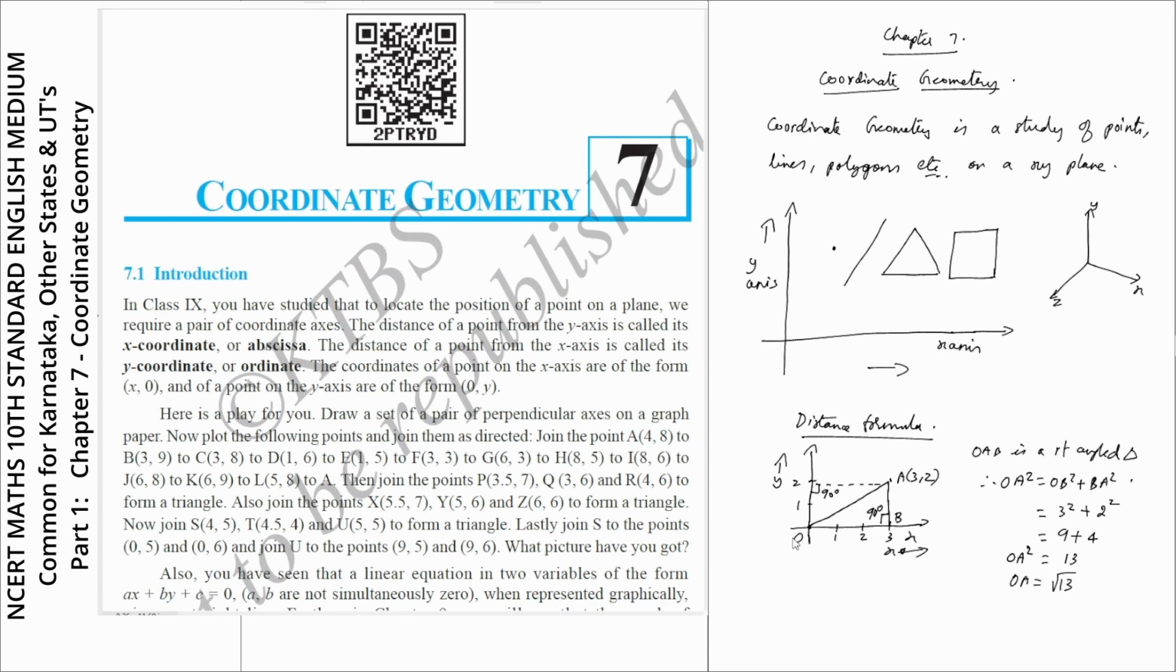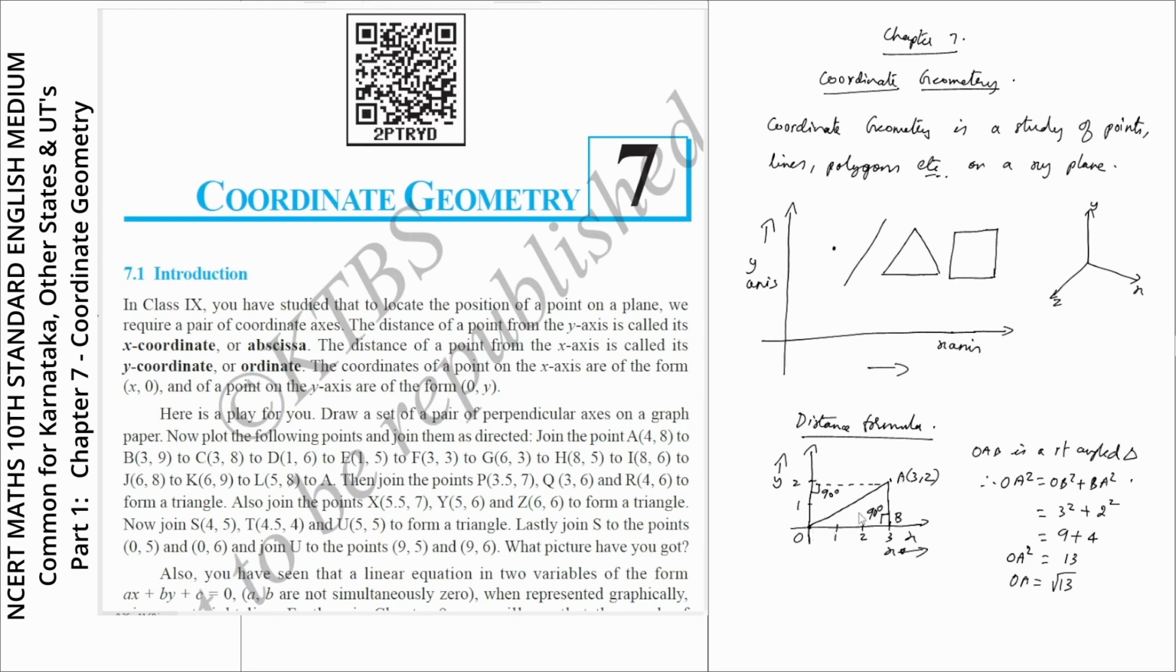Now consider one xy plane. This is the x axis, this is the y axis. Consider a point A here whose coordinates are 3, 2. Now I'll draw one perpendicular from A to the x axis, and also one perpendicular from A to the y axis. I'll join O and A. Now what is the length of OA?